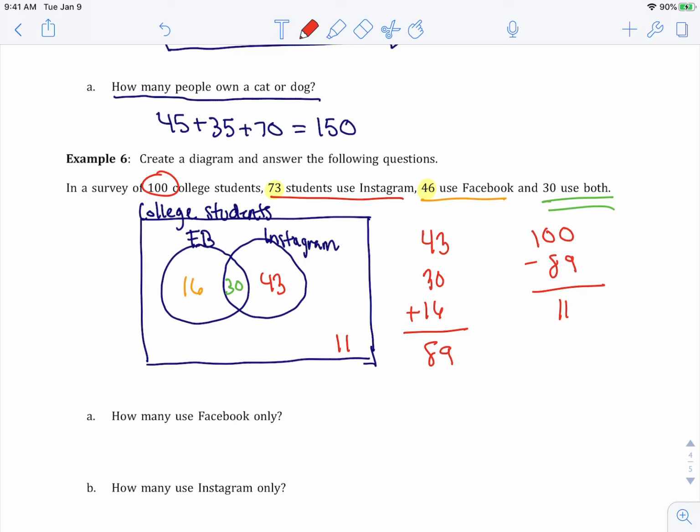So now, again, let me back up. I want to make sure I did this right. So I'm going to take a moment to do 16 plus 30 plus 43 plus 11. Awesome. It does give me 100, so it's working out.